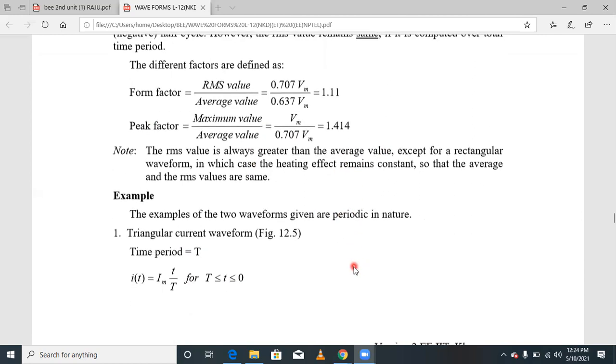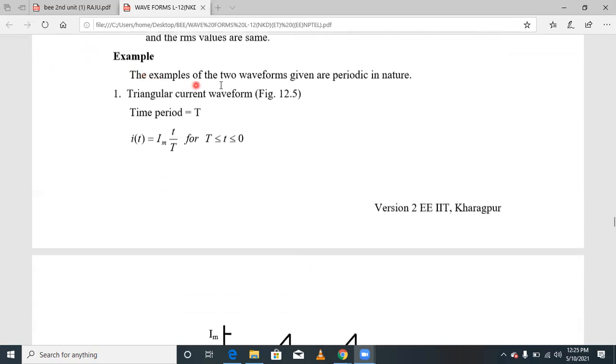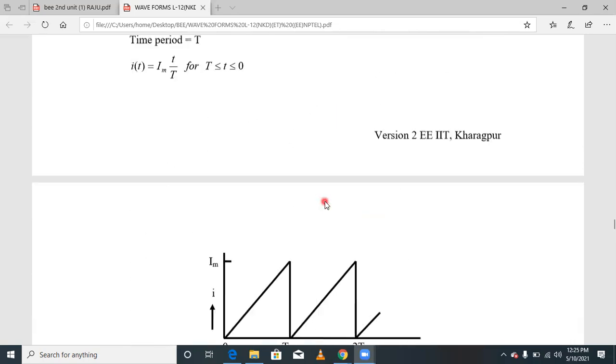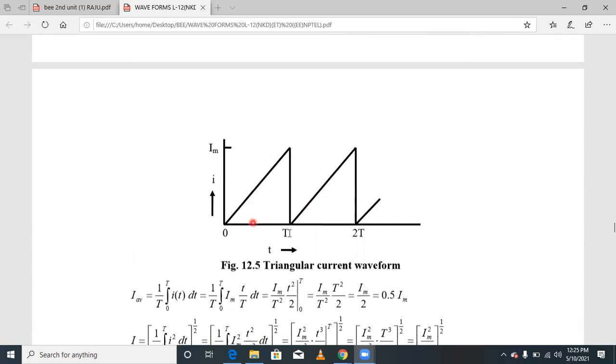For example, consider two waveforms of periodic nature. These are the two waveforms. The first is the triangular current waveform, from 0 to T and T to 2T. This is called a triangular waveform, with maximum value Im. Current is on the y-axis and time is on the x-axis.